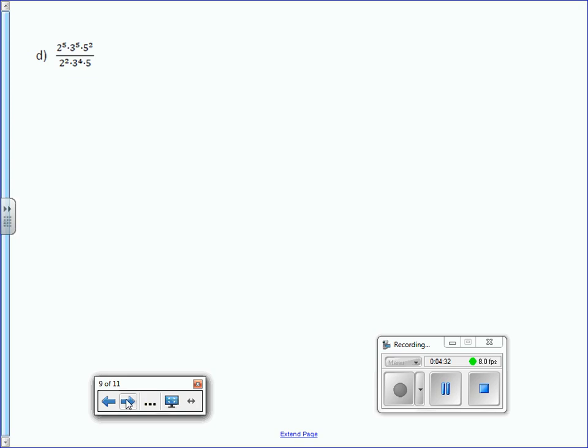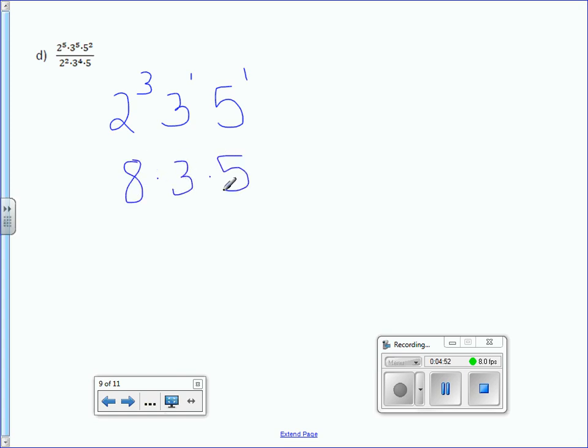Letter D, look at each one separately. Look at the 2's first. I have 2 to the 3rd. Now look at the 3's. 3 to the 1st. And the 5's, 5 to the 1st. Well, 2 to the 3rd power is 8. So 8 times 3 times 5 gives us a final answer of 120.